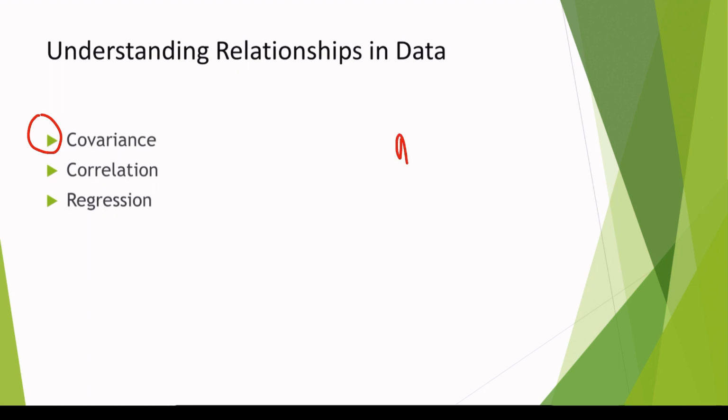So, for example, we have age and income. As age increases, then income also increases. So, the covariance in this situation would be positive. On the other hand, if age increases and income decreases, this is a hypothetical case, in that situation, the covariance is negative.